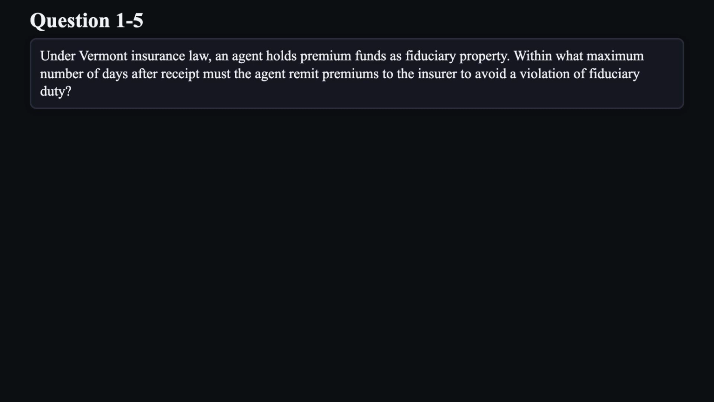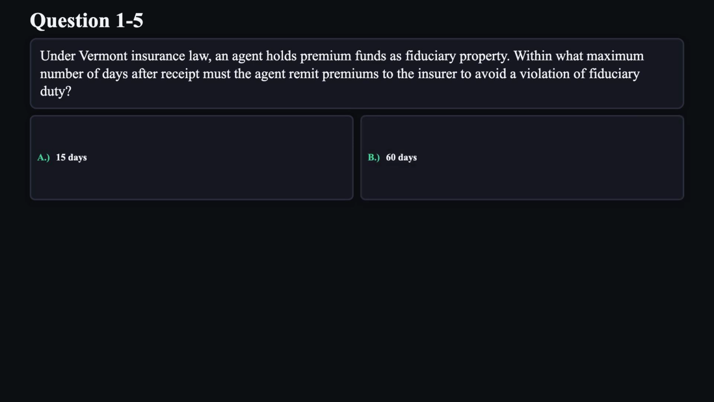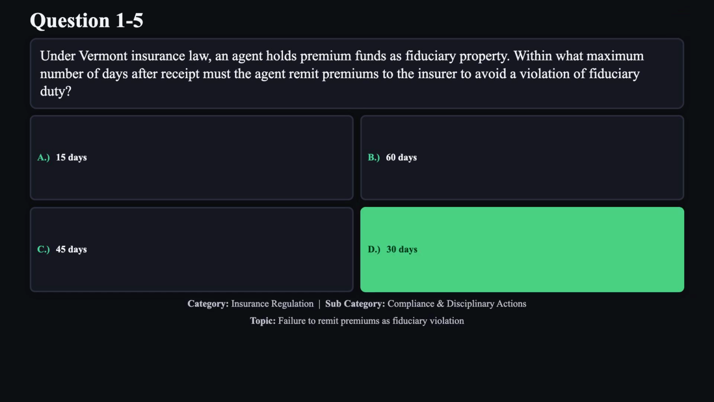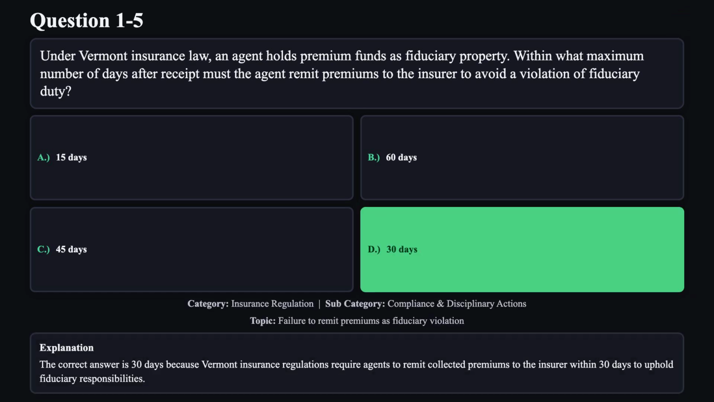Within what maximum number of days after receipt must the agent remit premiums to the insurer to avoid a violation of fiduciary duty? A. 15 days. B. 60 days. C. 45 days. D. 30 days. The correct answer is D. The correct answer is 30 days because Vermont insurance regulations require agents to remit collected premiums to the insurer within 30 days to uphold fiduciary responsibilities.